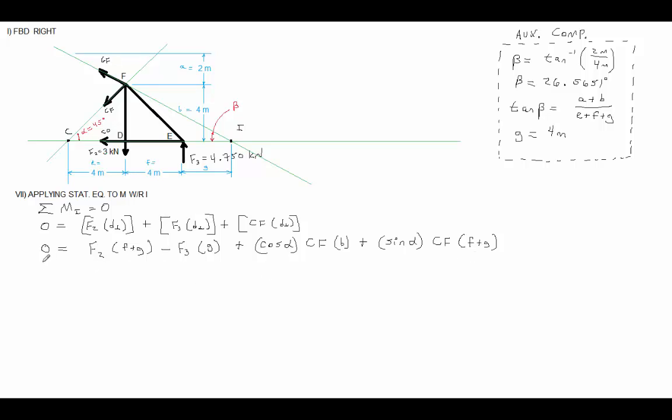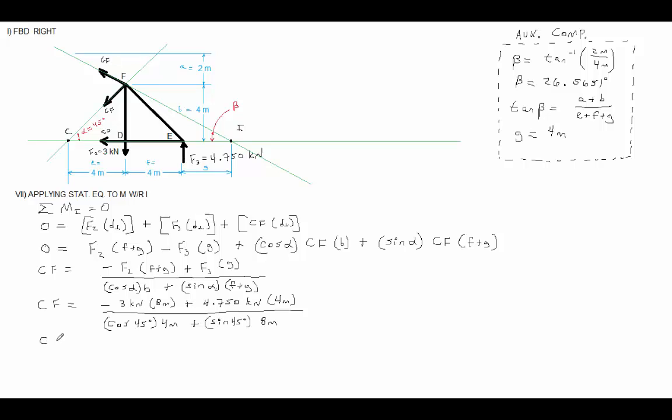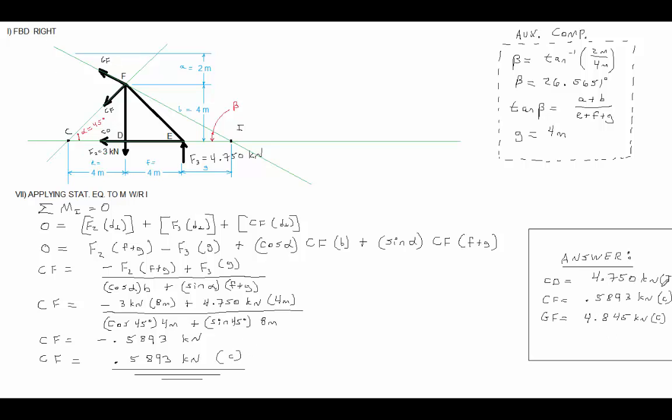Grouping like terms together and solving for CF yields this. Plugging the numbers in, and we'll find that CF equals a negative 0.5893 kilonewtons. So that is 0.5893 kilonewtons in compression. And all of the answers, both magnitude and mode, go inside the answer box at the end of the problem.